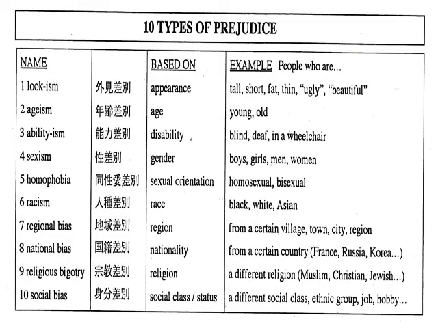Let's look more closely. Lookism is based on appearance. Is someone tall or short, fat or thin, so-called ugly or beautiful, and we discriminate because of that. Ageism is young or old. Abilityism, based on disabilities, people who are blind, deaf, in a wheelchair. Sexism is gender-based. Homophobia around sexual orientation. Racism on race. Regional bias is discrimination against certain regions. National bias, nationality, religious bigotry about religions, and social bias is basically social class. We talk about these a bit, and then it's task time.